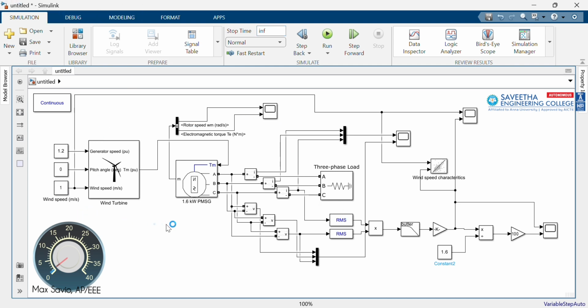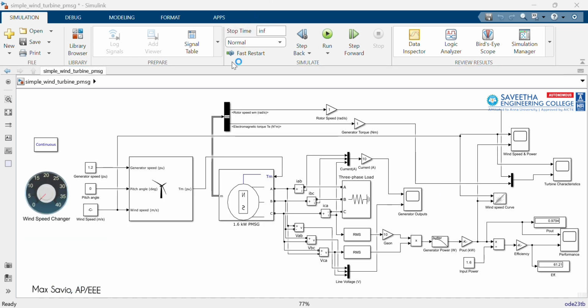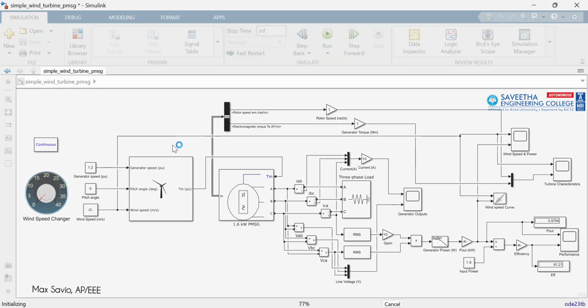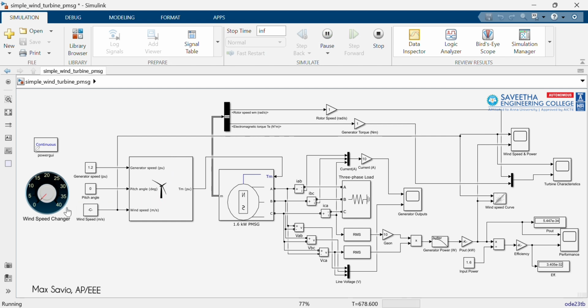So let's now simulate this. Initially we have kept the wind speed as 0, and we'll see what are the terms that are going to change. So I'm going to run it. Okay, so now it has started to compile, and the simulation starts. From 0, I'm just moving this to change the speed in order to get the variable speed. So up to 40. So now I stop it.